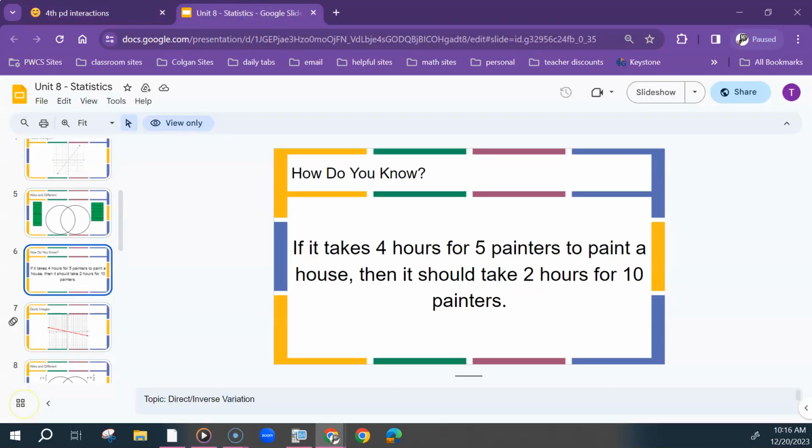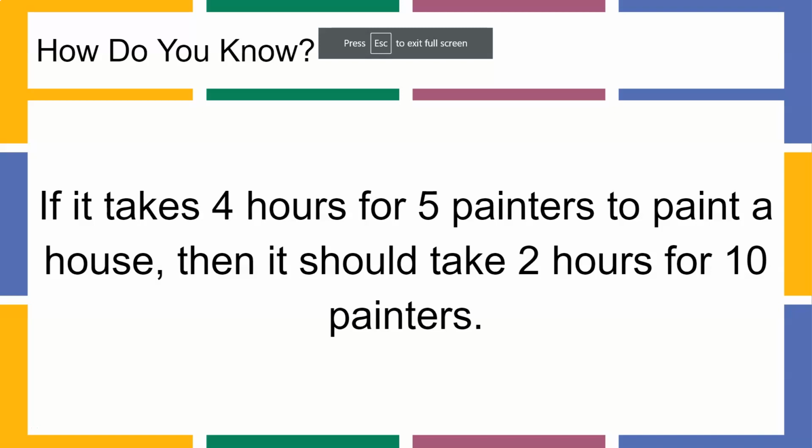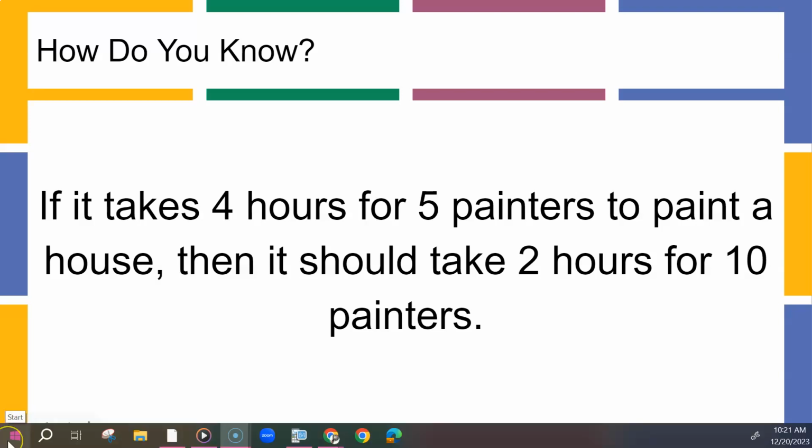Based on the past two topics that we've been talking about, direct and inverse, your job is to figure out how you know that if it takes 4 hours for 5 painters to paint a house, then it should take 2 hours for 10 painters. So think about your inverse, think about your direct, which one applies, how would you know that this is the case? I'll give you a couple minutes to think about that.